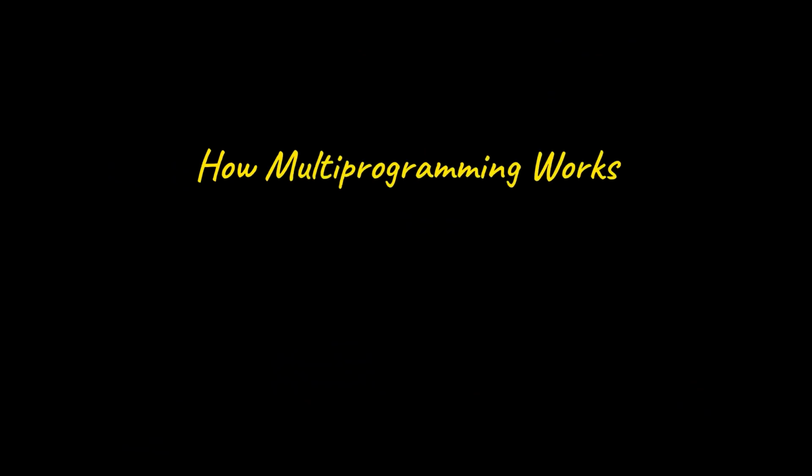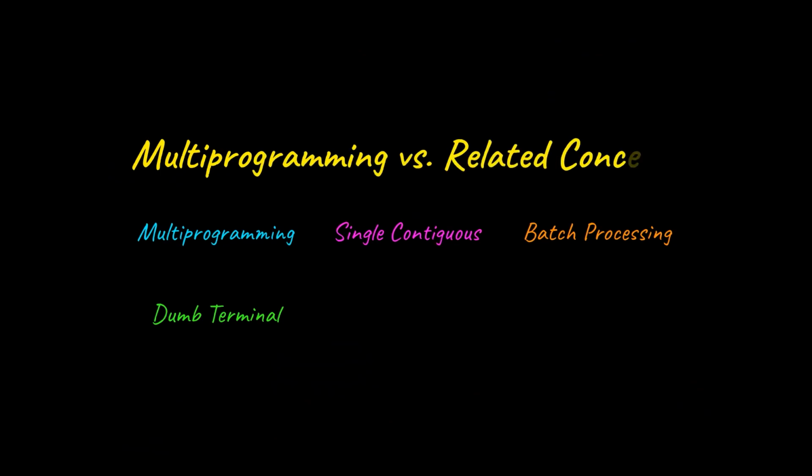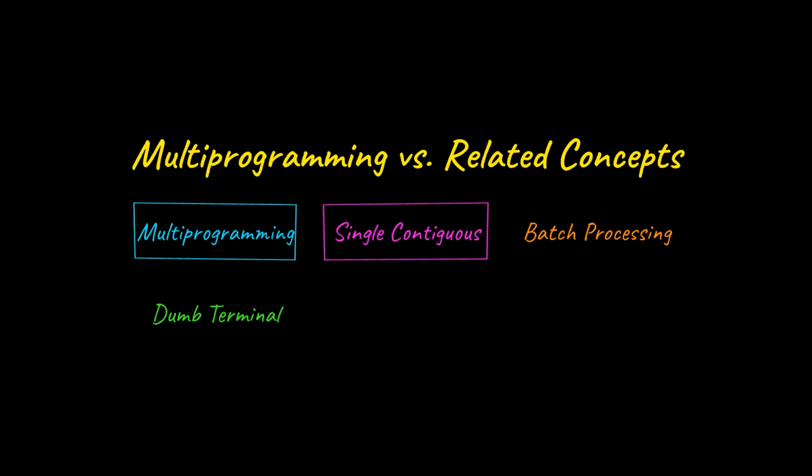The cycle is straightforward. When a running program stalls waiting for input or output, the operating system switches the processor to another ready program, and the original program rejoins the pool once its slow operation finishes. Multi-programming is often confused with three other concepts. Single contiguous memory holds only one program at a time, the direct opposite. Batch processing describes how jobs are queued automatically, not how memory is managed. A dumb terminal is simply a hardware device with no processing power of its own.